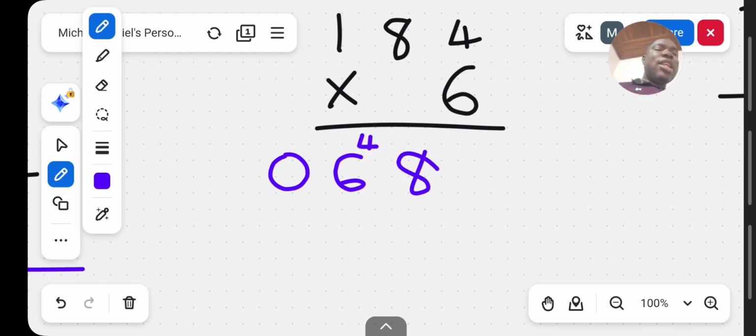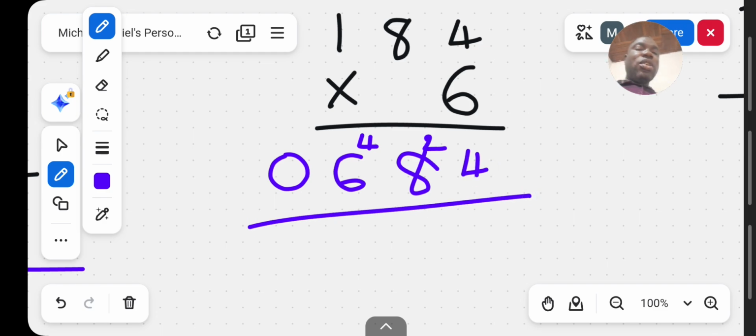Now, the next is 6 times 4. What do you think 6 times 4 would be? 24. How do you think we're going to write 24? We're going to put 2 up here on 8 and then 4 down here. So that's easy peasy. We are done. So all we need to do now is just add. This is going to be 0. Now, 4 plus 6 is 10. How to write 10? We'll put 1 on this 0 and then 0 down here.